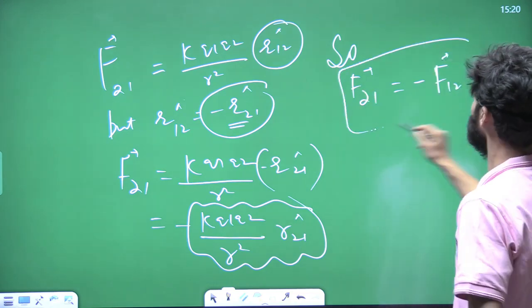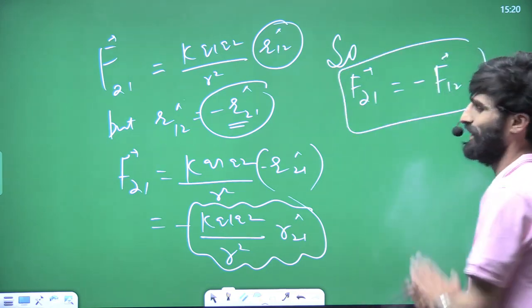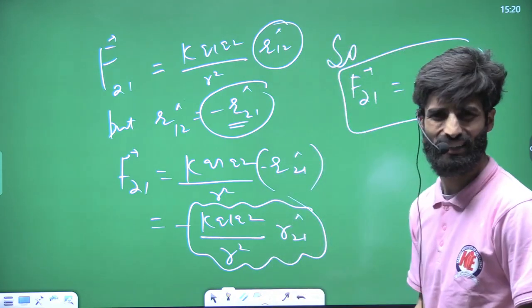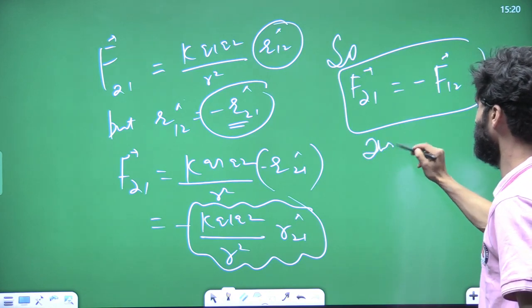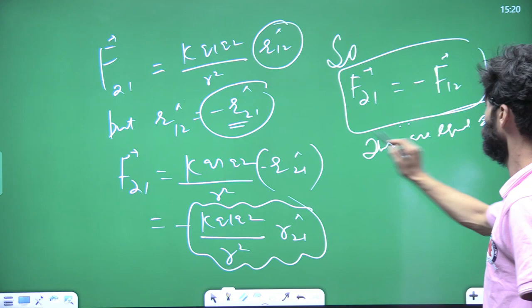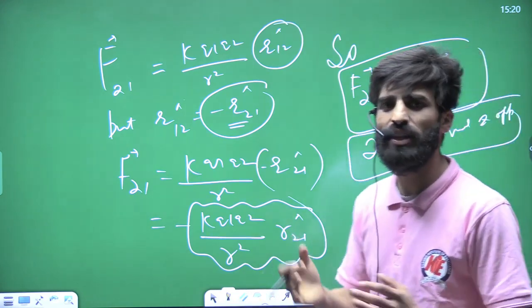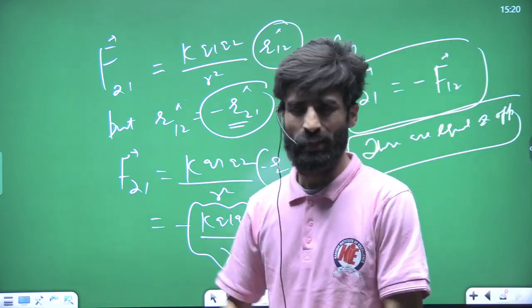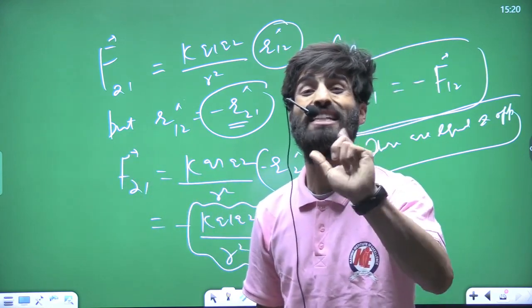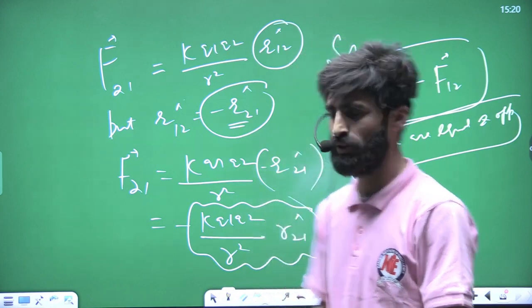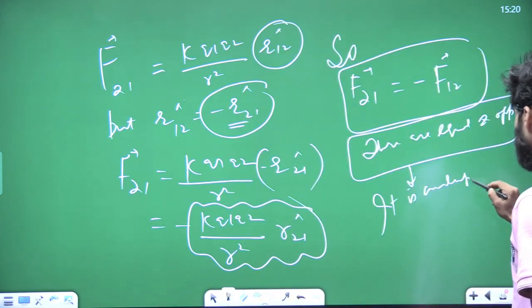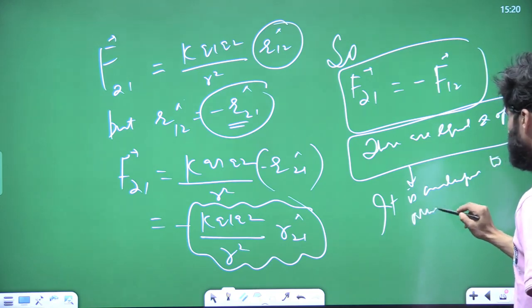So both these forces, see Maria, both these forces are equal and minus means opposite. So these are equal and opposite. That's what we get from Coulomb's law in vector form. These both repulsive forces are equal and opposite. That's why Coulomb's law is analogous to Newton's law.